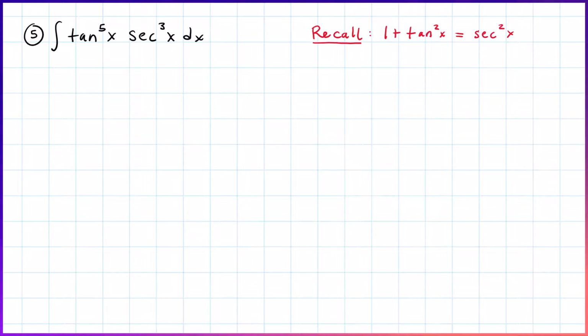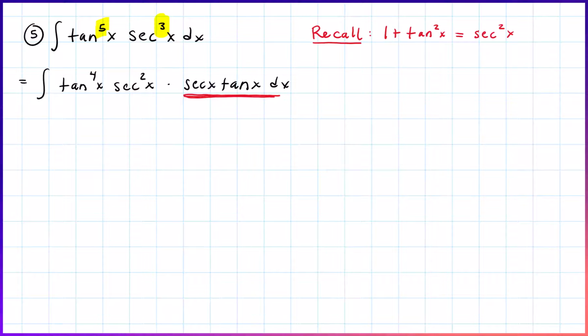Okay, what do we do in this scenario? So notice here we have tangent to the fifth of x times secant to the third of x. So notice that we have an odd power on the tangent, and we have at least one secant. So in that scenario, what I do is I pull off one tangent and one secant. So what I have left behind here, I'm going to end up with a secant of x times the tangent of x dx. And again, I'm just pulling apart this integral a little bit. I'm leaving that so that I will have that for later when I make a u substitution.